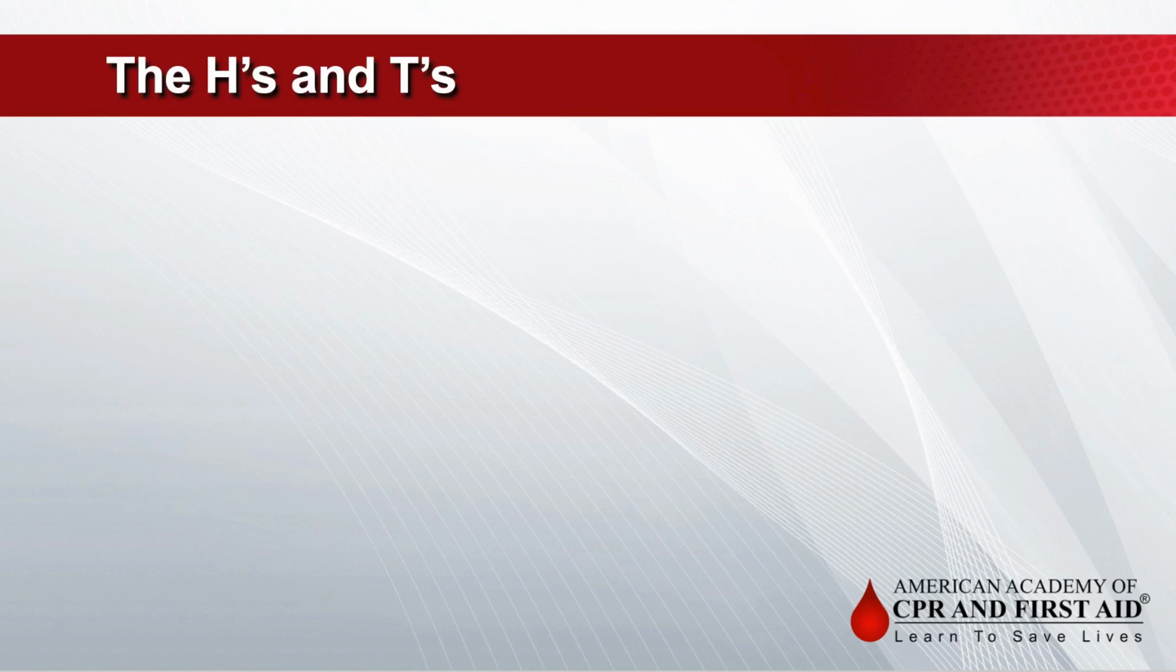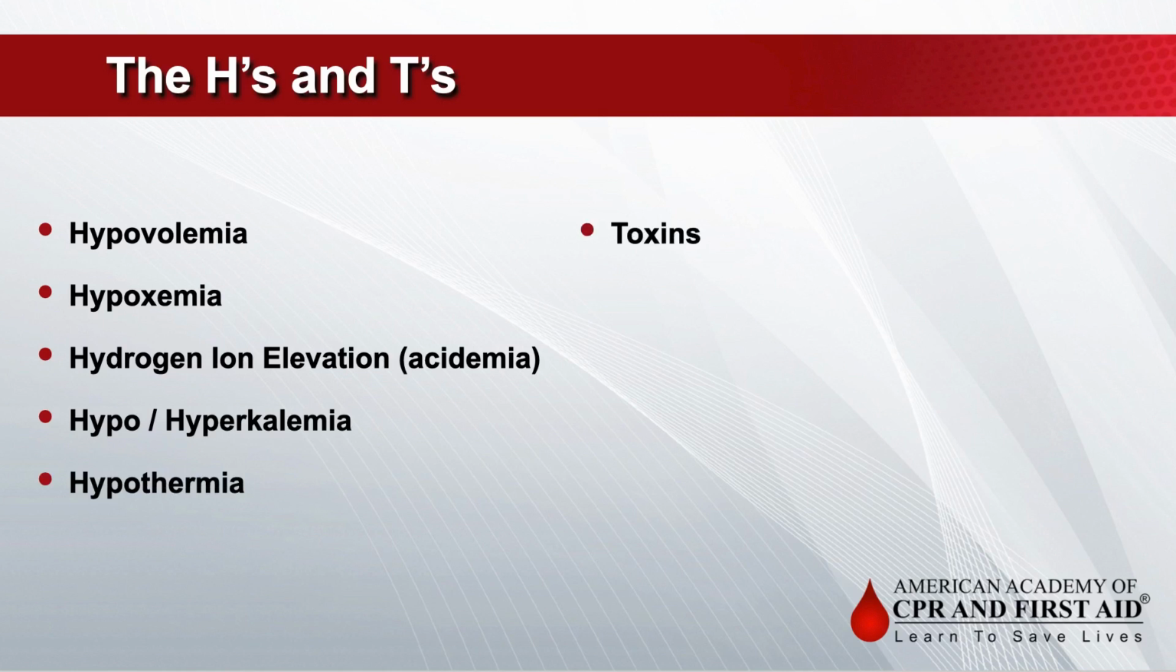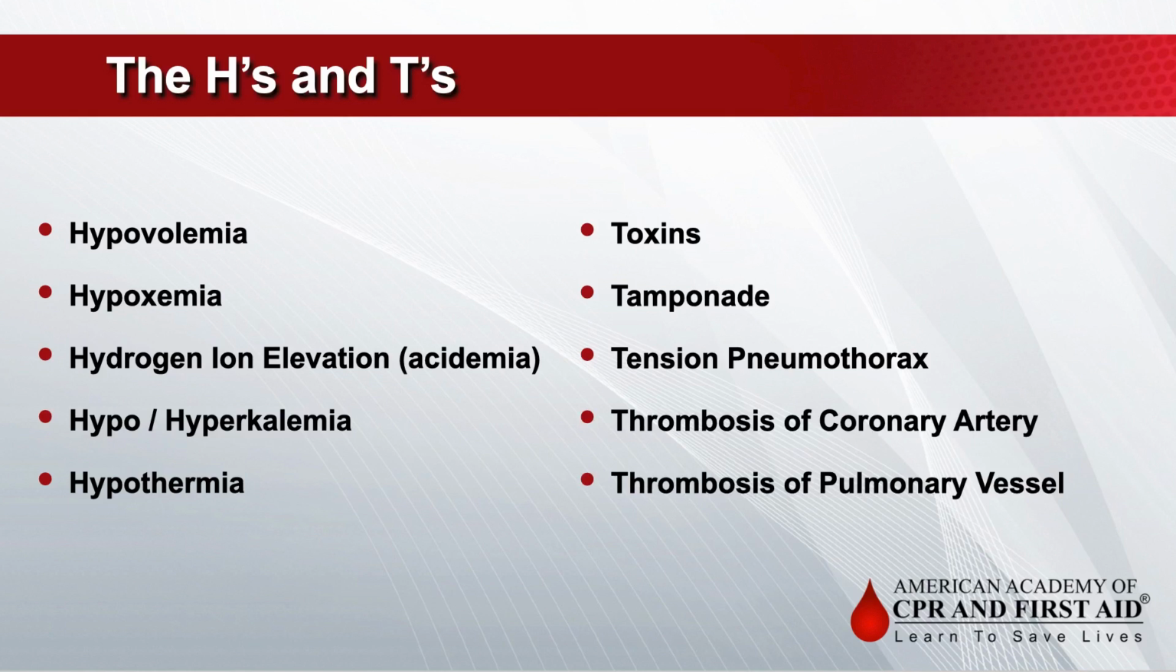H's may include things like hypovolemia, hypoxia, or too little oxygen, hydrogen ion elevation, which is acidemia, hypo- or hyperkalemia, or hypothermia. T's include toxins, which may include drug overdoses, tamponade, or tension pneumothorax, which must be quickly identified and treated, and thrombosis, which is commonly seen in acute coronary syndrome, stroke, or pulmonary embolism.